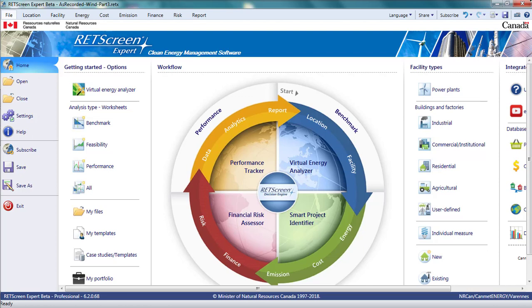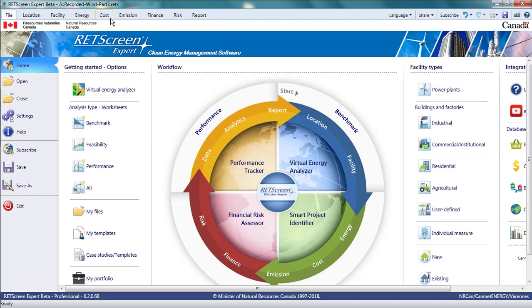Part 3. Investigating wind farm costs and monthly variation in electricity rates. In the previous parts of this video, I've used the Virtual Energy Analyzer to quickly assess the financial viability of a wind farm in Newfoundland, and then examined the choice of parameters in the energy page of RETScreen Expert. Now I'm going to look at how I can specify costs in more detail, determine the conditions under which the project might be profitable, and see how a monthly analysis differs from an annual analysis.